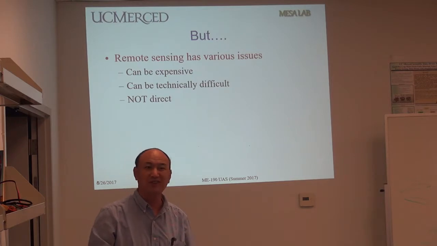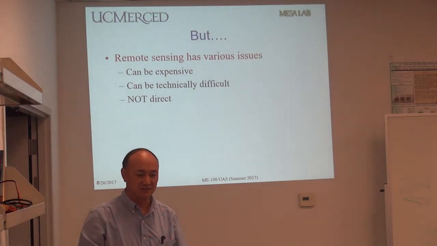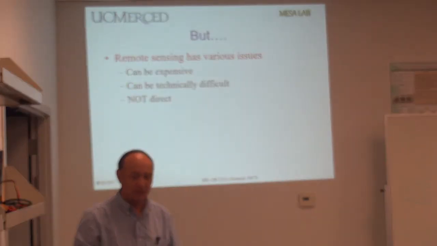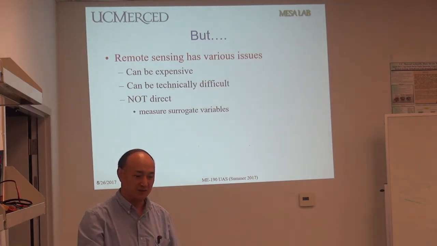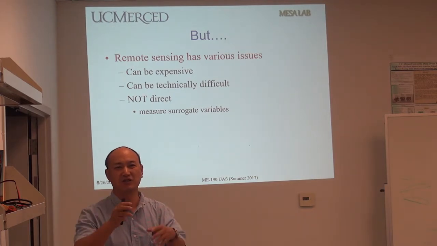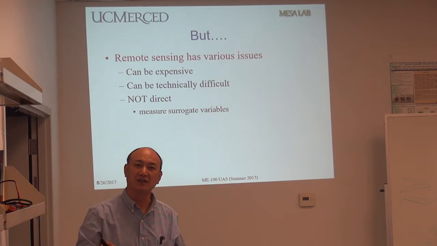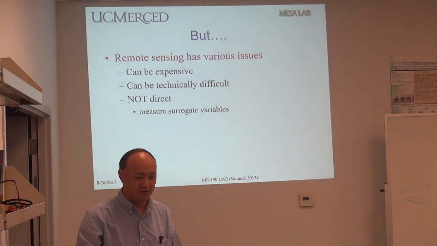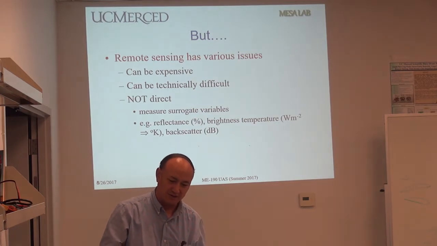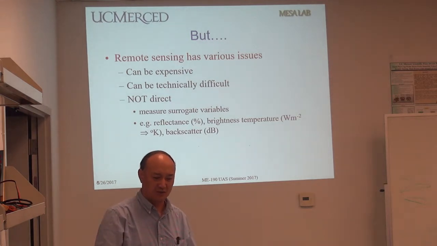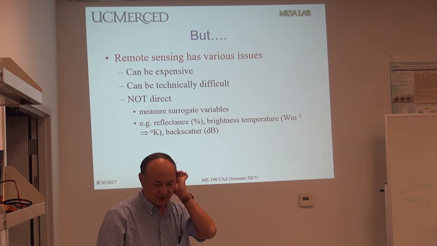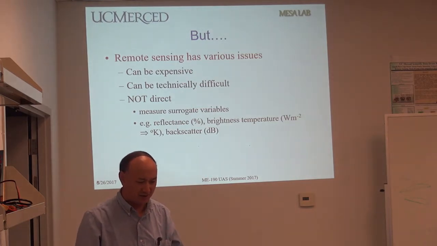It's not direct measurement, you need to infer. So we need some surrogate variables to interpret what's measured. Say, for example, you take a picture and see the leaf is yellow. What does that mean? What direct variable is responsible for that? In this sense, we need to check the reflectance, the brightness, the temperature, interpreted as watts per square meter, and then infer the Kelvin degree.